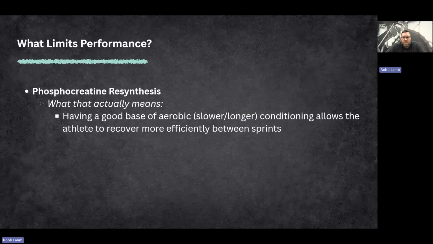And so we need to talk about what limits performance. We're going to talk about some of these terms and then go through, in English, what does that actually mean? So there's 5 of these that we're going to name off here. Phosphocreatine resynthesis, what that actually means is basically you're trying to have a good base of aerobic conditioning. If you're thinking about that lower zone, lower intensity, you're on the bike for 20 to 40 minutes at a lower intensity pace, still having that good aerobic base is going to allow that athlete to recover more efficiently between sprints.